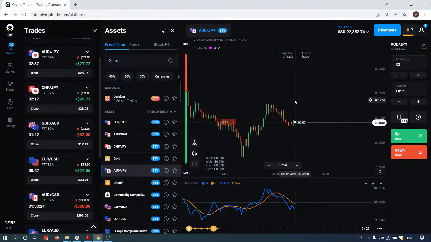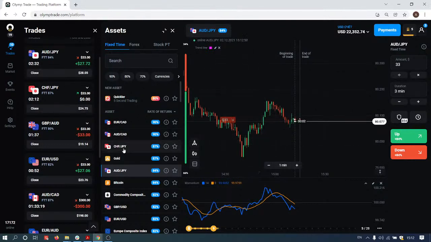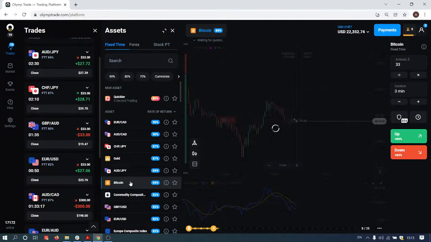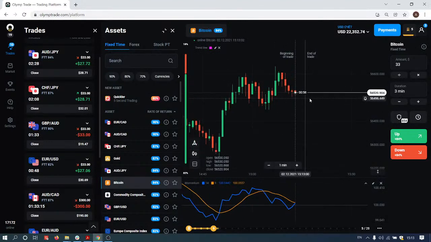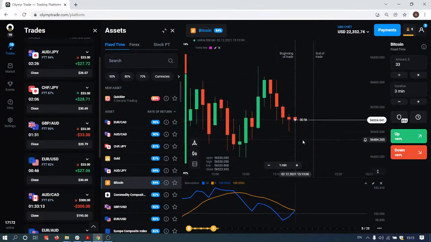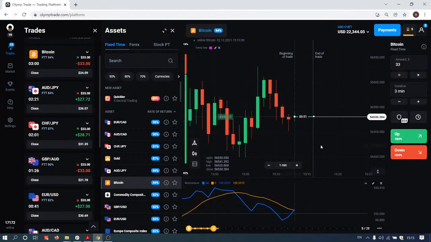Can I use risk-free trades in Forex? Well, risk-free trades are not available on Forex mode. So one can only use them on FTT mode. And yeah, I actually do have a multiple.